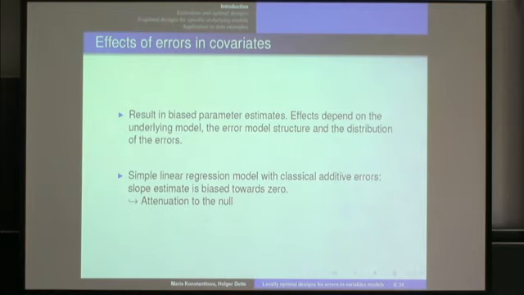So generally speaking, if we ignore the error in the covariate, we would get biased parameter estimates. And of course, the exact effect depends on the assumed underlying model, on the structure of the error model, and the assumed distribution for the errors. In the case of a linear regression model, this effect is known as attenuation to the null, because the least squares estimate for the slope is biased towards 0.